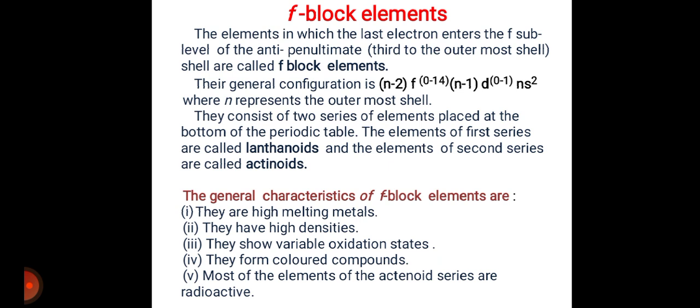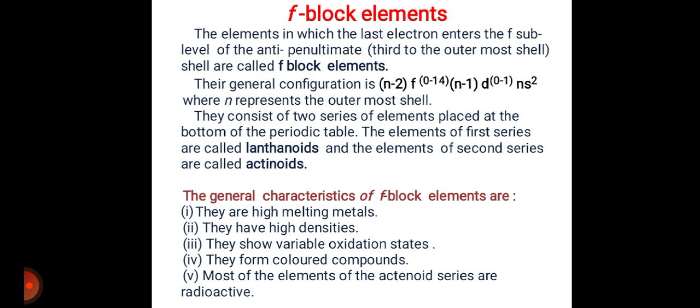And next is the f block elements. What are the f block elements? The elements in which the last electron enters the f subshell of the antepenultimate shell, that is, the third to the outermost shell, are called f block elements. The general electron configuration is (n-2)f0 to 14 (n-1)d0 to 1 ns2. They consist of two series of elements placed at the bottom of the periodic table. The elements of the first series are called lanthanoids and the elements of the second series are called actinoids.